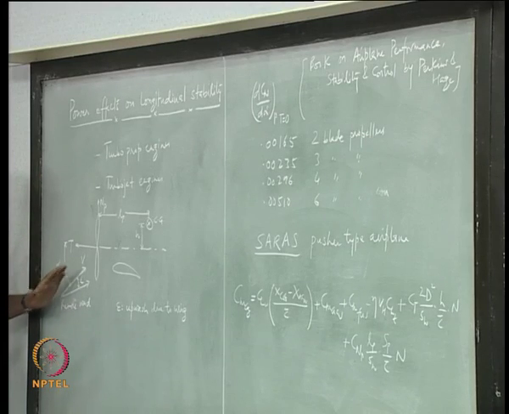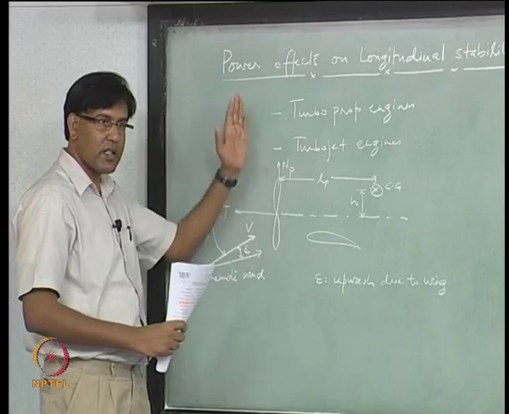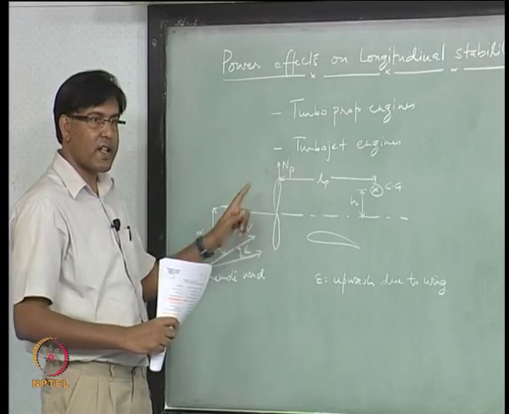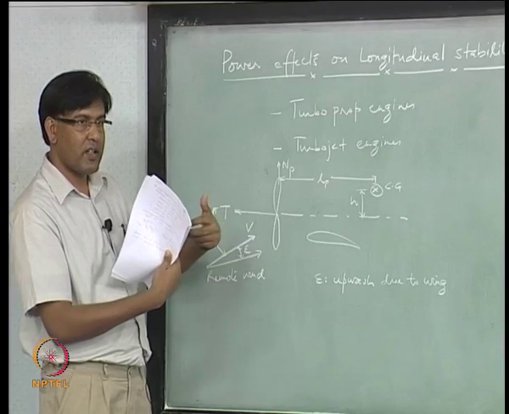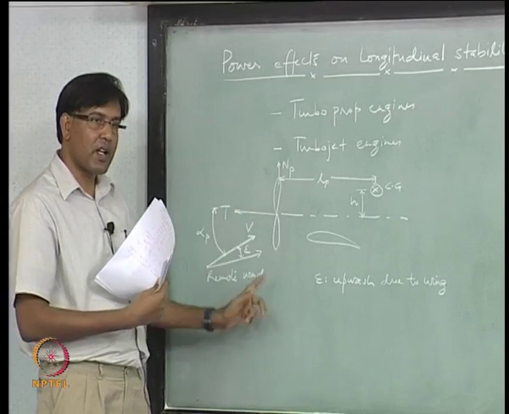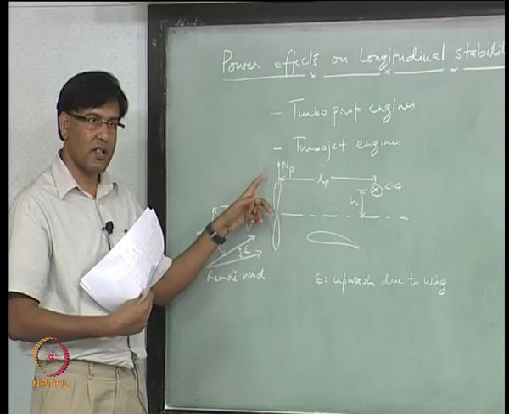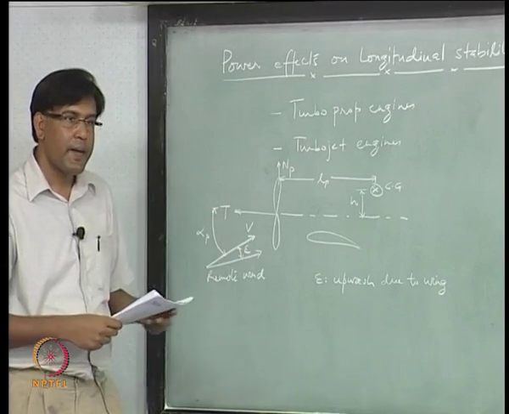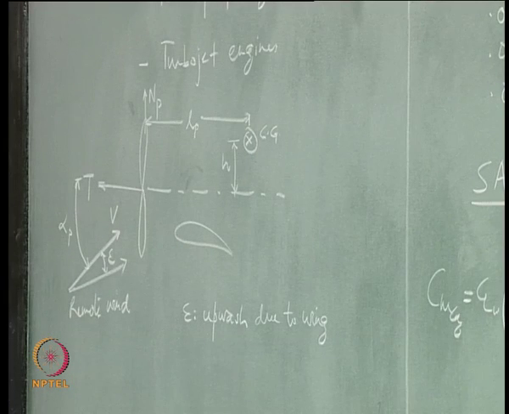Look at this, the flow is coming at some angle, so of course the forces in the vertical direction, one acting upward and one acting downward, are not going to compensate each other. So there is some unbalanced force, and it is there when you are windmilling.